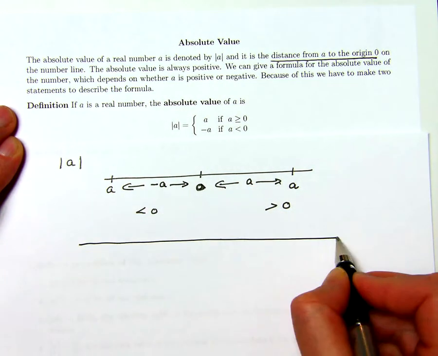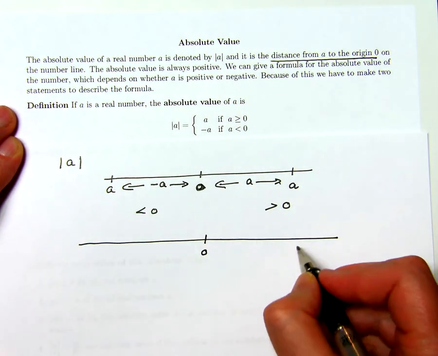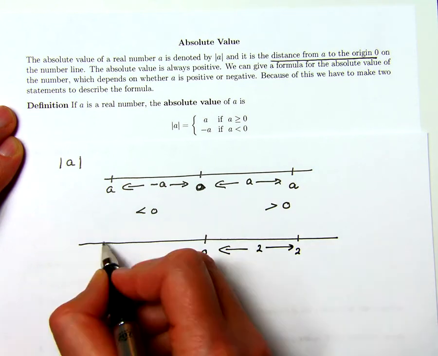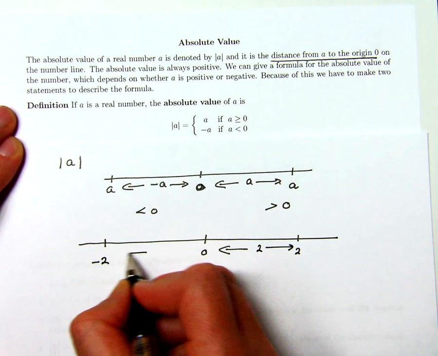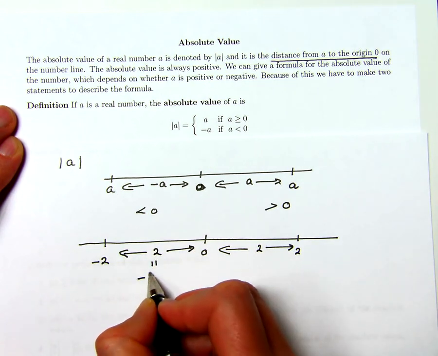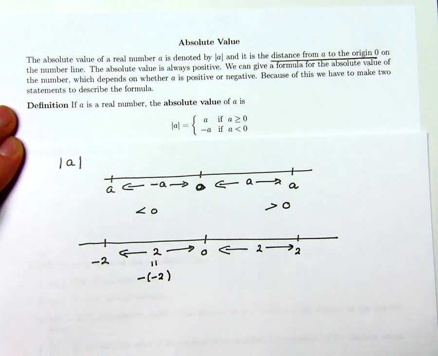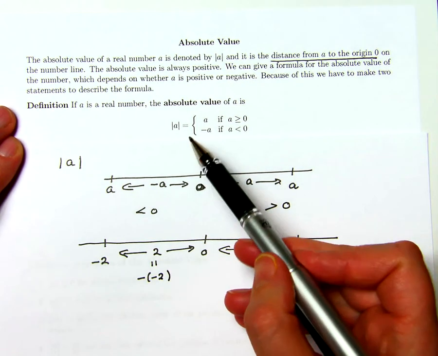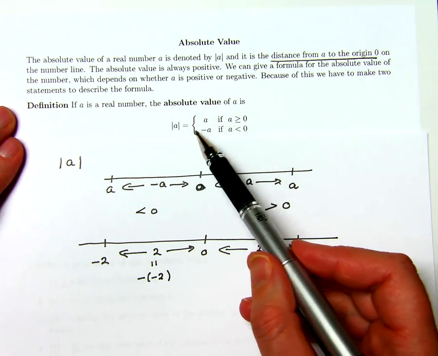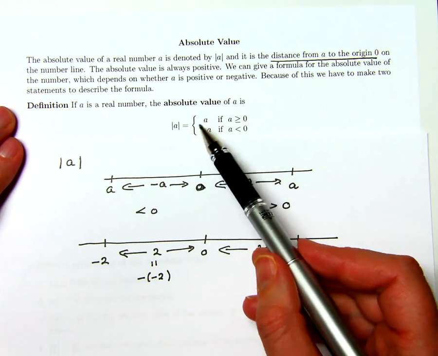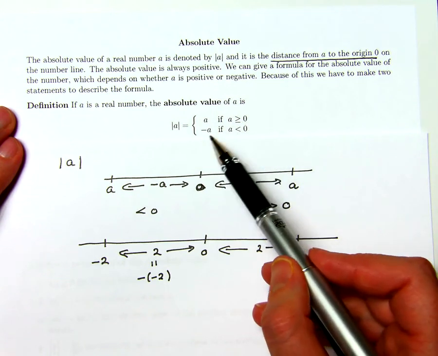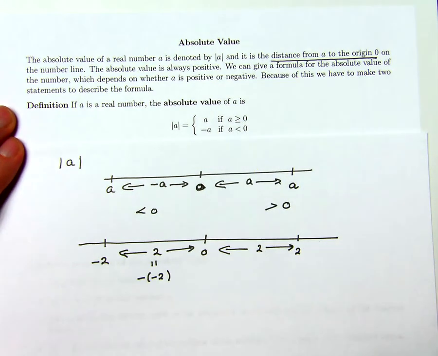So for example, suppose a is 2, then the distance of 2 from the origin is 2. But on the other hand, if a is negative 2, the distance from the origin is still 2, and that's equal to negative negative 2. So to describe this symbol, we need to explore two cases, and so we need two lines in its description. The absolute value of a, if a is greater than or equal to 0, that's equal to a, and it's equal to negative a if a is less than 0.